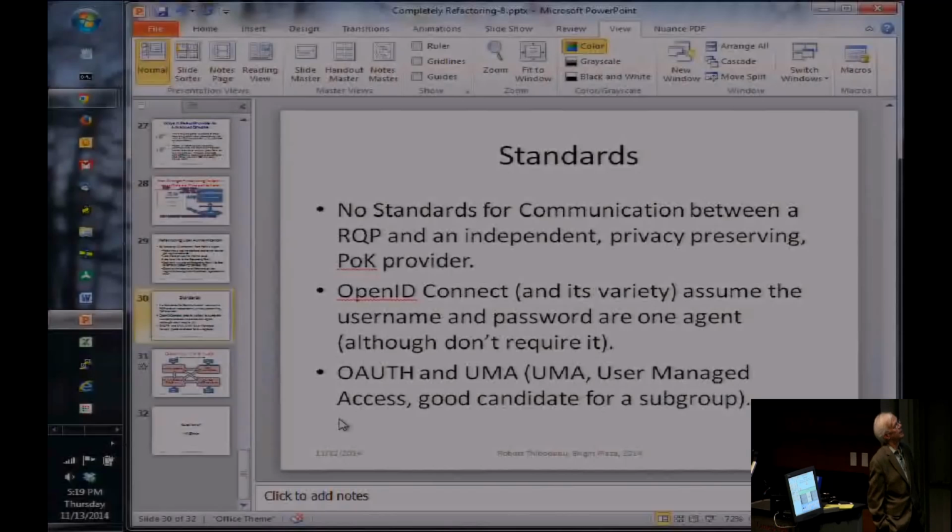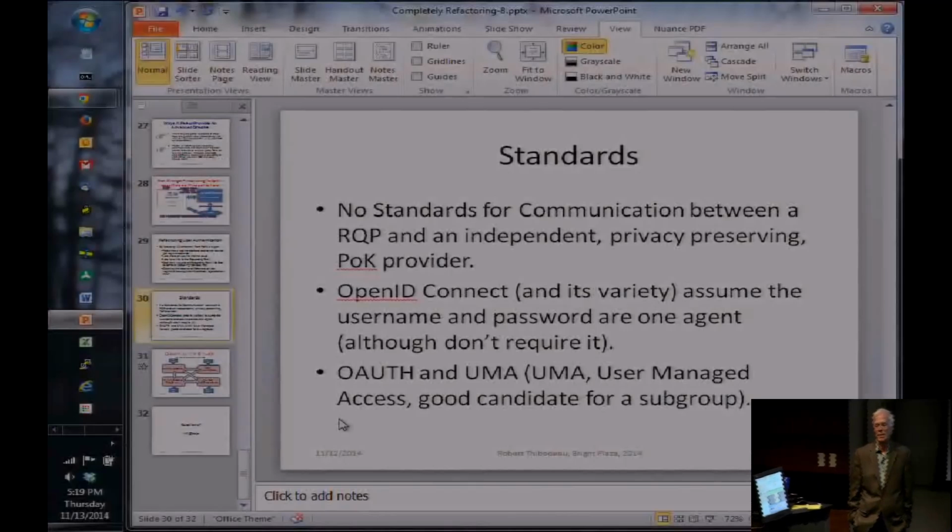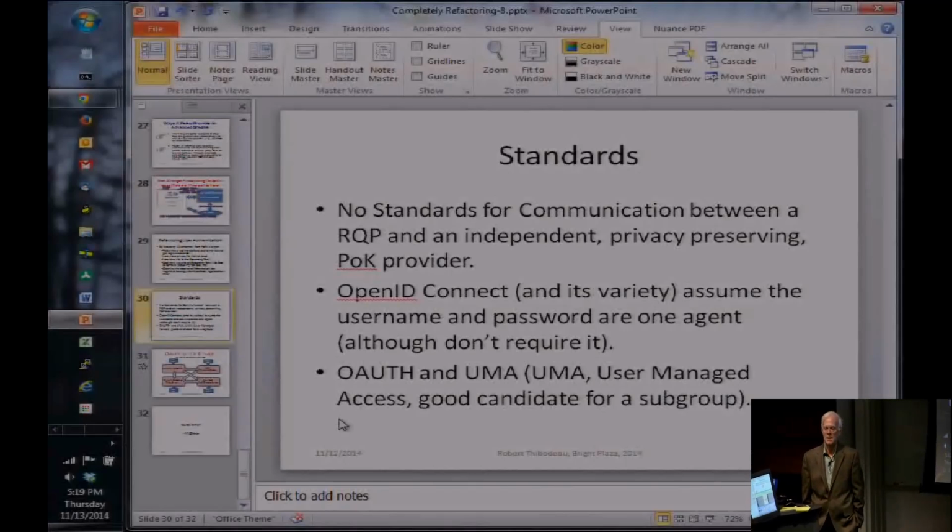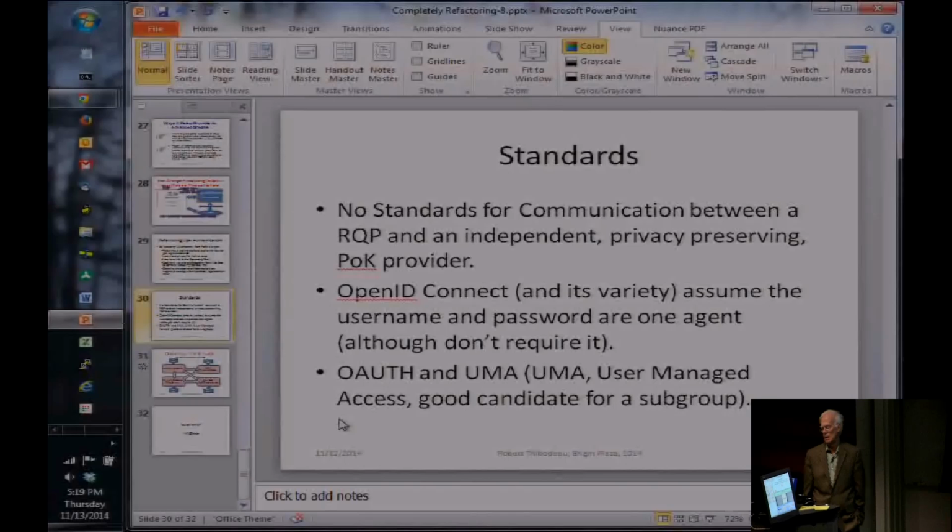It turns out there are no standards for such a SAS server. They don't exist. What we're doing, and we'll go into this, is there's an IETF effort called UMA that's run out of MIT Media Lab, and they're ready to set up a subgroup to do a standard for the communication between requesting parties and proof of knowledge suppliers.